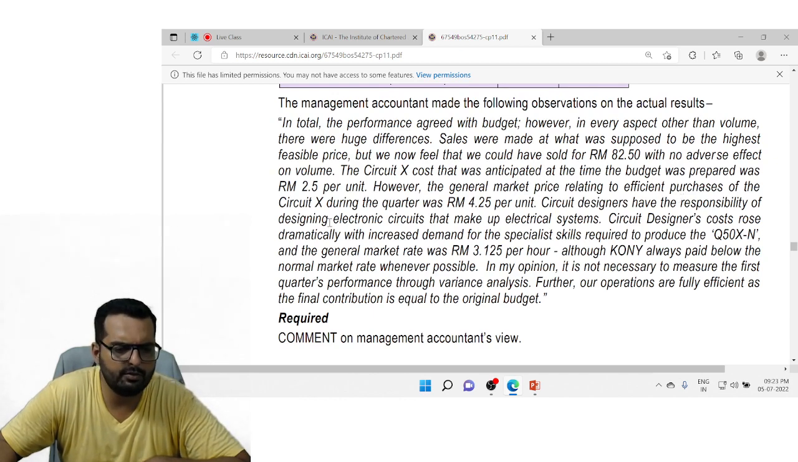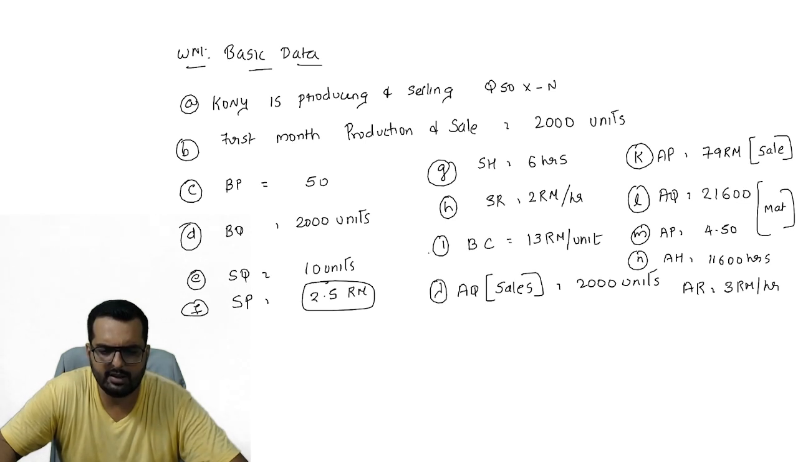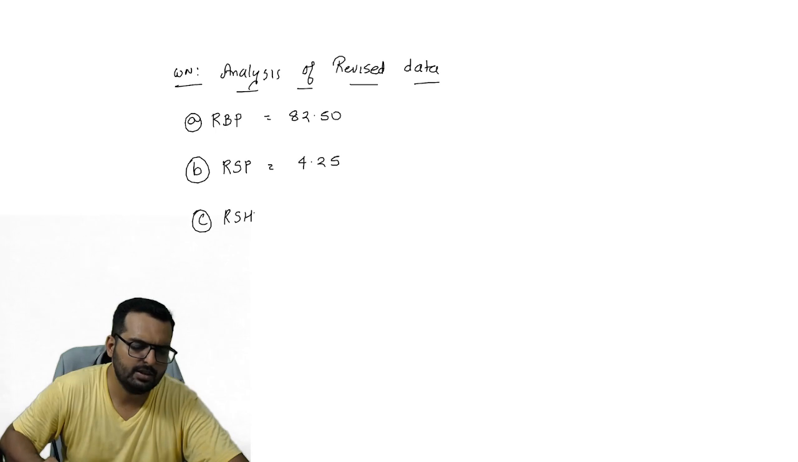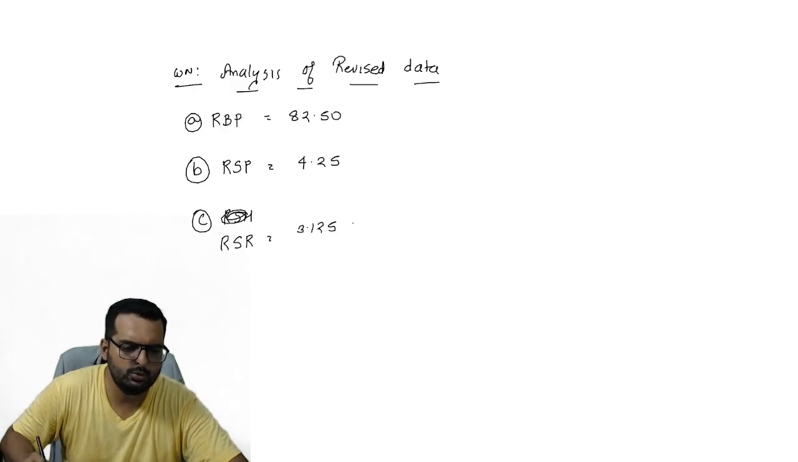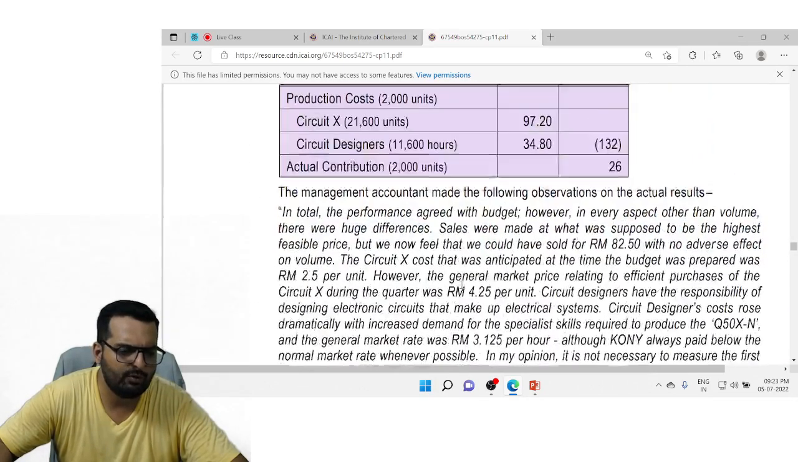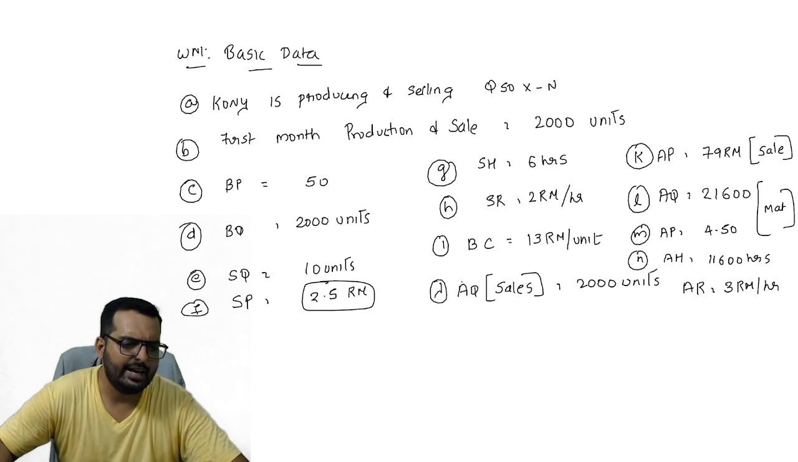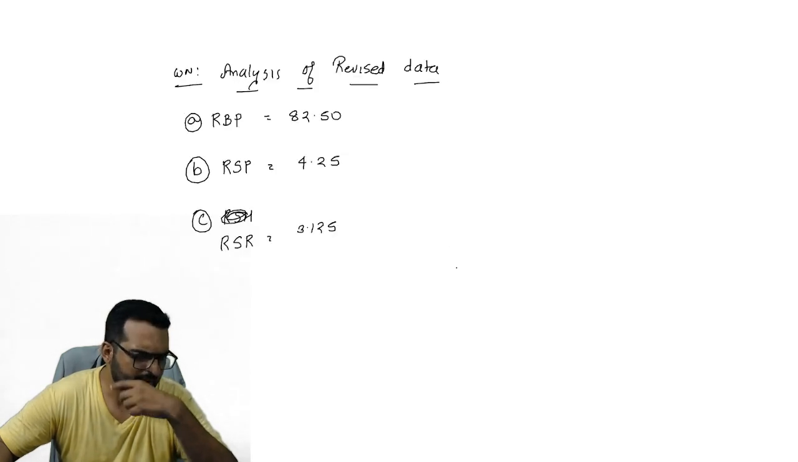Circuit designers have the responsibility of designing electronic circuits that make up the electrical system. Circuit designers' cost rose dramatically with the increasing demand, and generally the market rate was 3.125. Now it is turning out to be 3. So RSR, revised standard rate, that was how much? 3.125. So friends, once you get these details, in my opinion, it's not necessary to measure the quarterly performance through variance analysis. Further, our operations are fully efficient as the final contribution is equal to the budget. So friends, once you get this data, what are you supposed to do now? Can we find out the planning variances and the operating variances separately? Am I right? Please write down this in your books first.